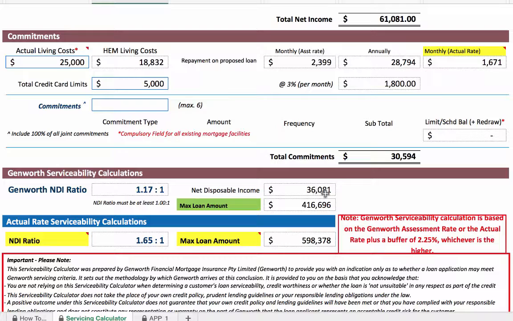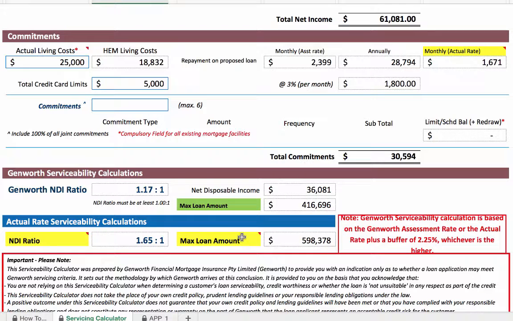And that net disposable income, 36,081, is 1.171 times the total commitment. So that 36,081 needs to be at least a ratio of 1 to 1. So it needs to be at least as big as that total commitments, and that's assuming the assessment rate repayments.